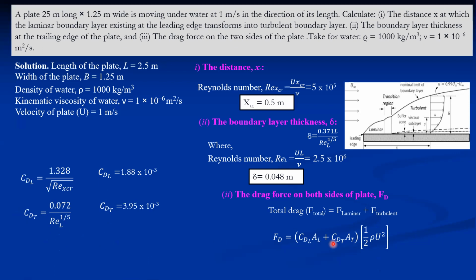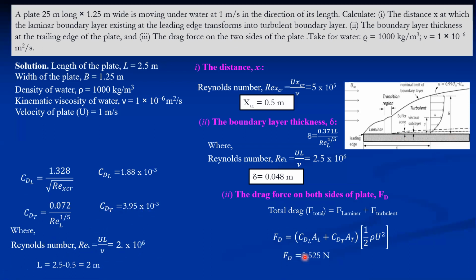So putting these values, rho is known to us, that is 1000, U is 1 meter per second. Here Re_L is calculated by considering the length 2 meter, because this is a 2 meter length for the turbulent flow. So Re_L comes around 2 into 10 raised to 6. By putting this value of Re_L here, we get this value.